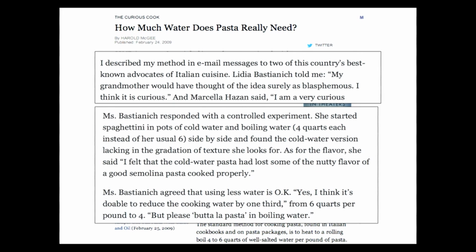And so she went into her kitchen and she actually did this experiment. And she finally concluded that the cold water pasta, so if you add the pasta to the cold water and then you wait for the whole thing to start to boil, you boil it that way, it had lost some of its nutty flavor, right? So she thinks, yes, I think it's good and doable to reduce the cooking water by a third, from 6 quarts to 4 quarts. But please, put la pasta in boiling water.